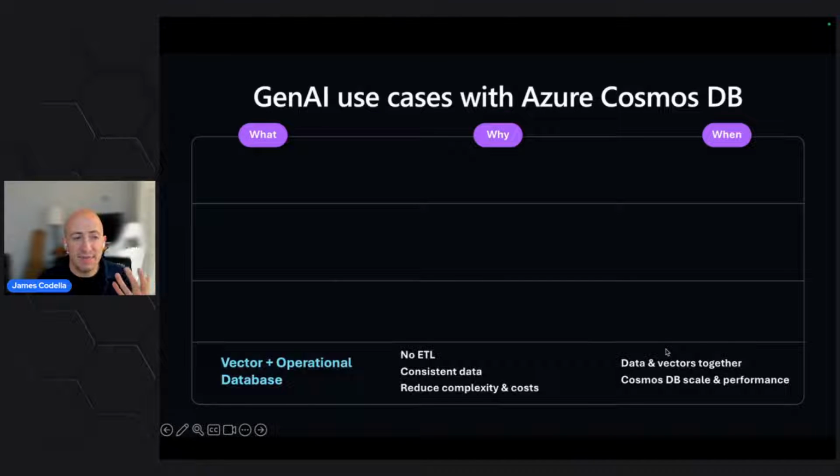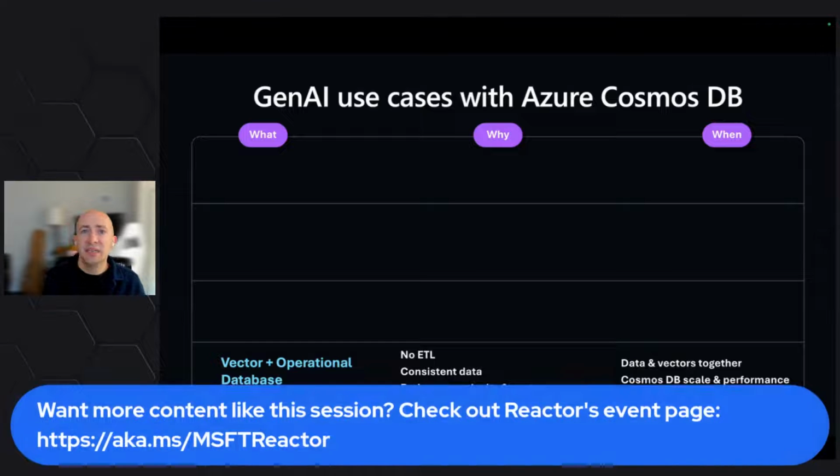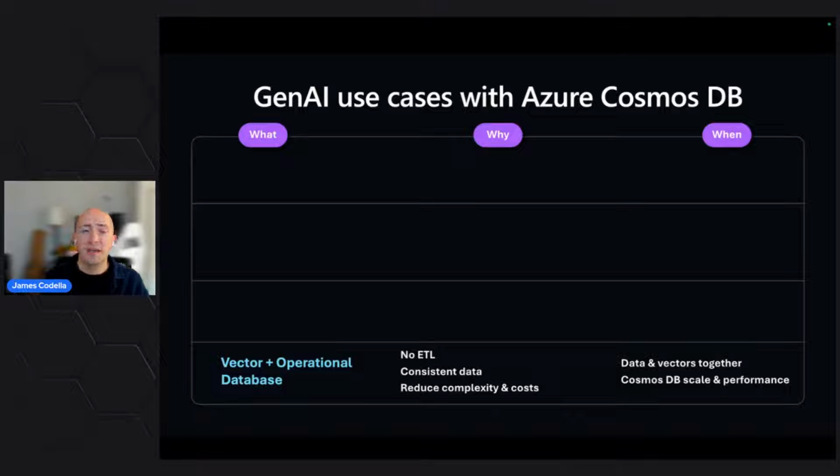The first is a vector and operational database together in one place, right? So as I mentioned, you can now store your vectors in Azure Cosmos DB, right? So Cosmos DB is a non-relational or NoSQL database. You can think of the data items stored as JSON documents, right? And a vector is just a list or an array of numbers, right? Floating point numbers that you can store as just another property of a JSON document.